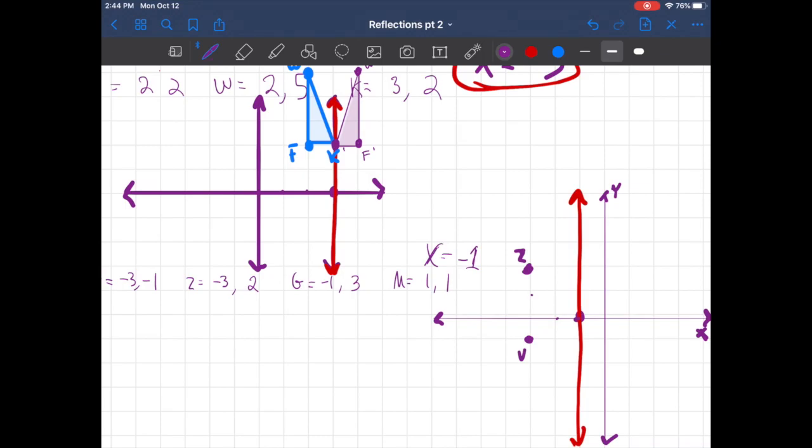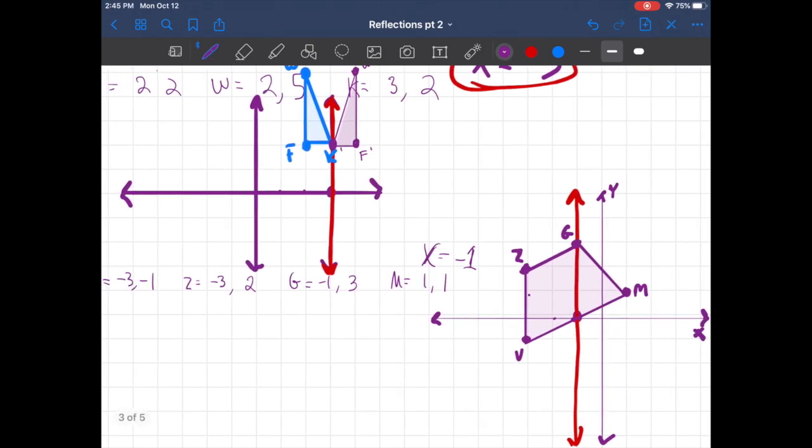I have G, which is -1 and 3. -1 and 3. 1, 2, 3. Which is right there. I'm going to call that G. And my last one is 1, 1. So I'll be right there. So all we need to do now is connect our shape. Oops, let's do this one. And there we go. We have our shape.